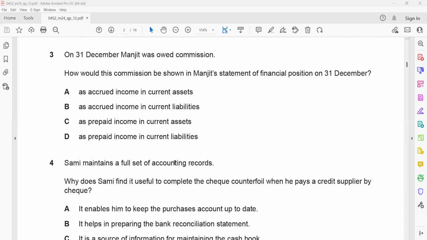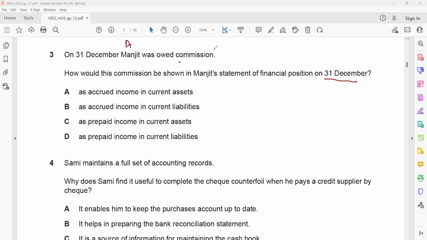Number 3. On 31st December, Masjid was owed commission. How would this commission be shown in Masjid statement of financial position on 31st? This one to Masjid is an asset because someone owing Masjid for the commission. He did not receive commission end of the year.